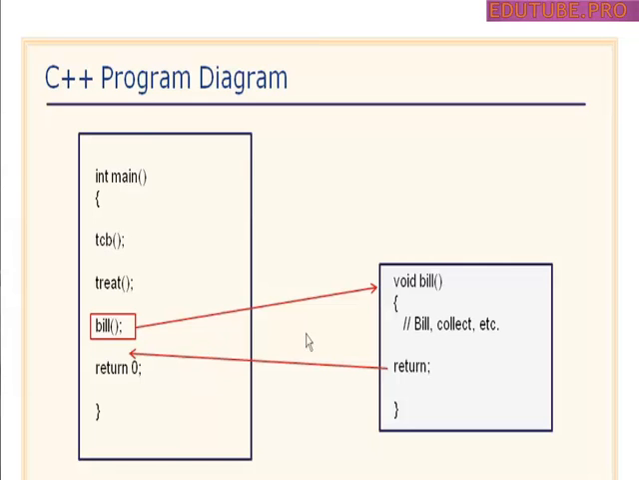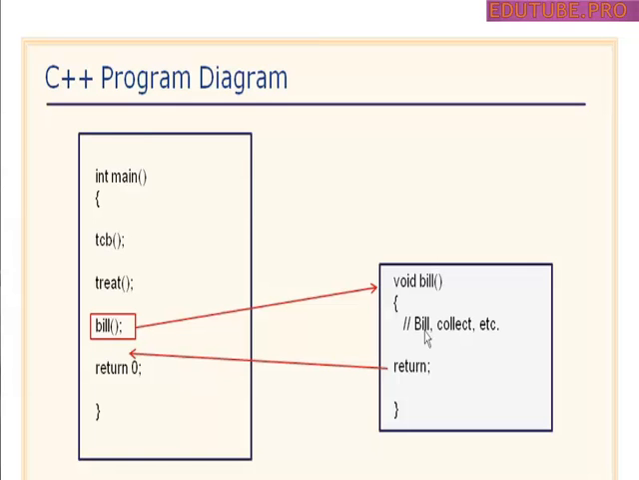Now keep in mind, inside any of these functions that popped up out here, TCB, treat, or bill, I could have had a call right here to another function. Because if I want to print an invoice, I could have had a call to a function called print invoice, and it would have jumped out to functionality that causes something to print. So what you're going to have basically is leapfrogging from one location to another, from one function to another, taking care of whatever actions we need to have taken care of.